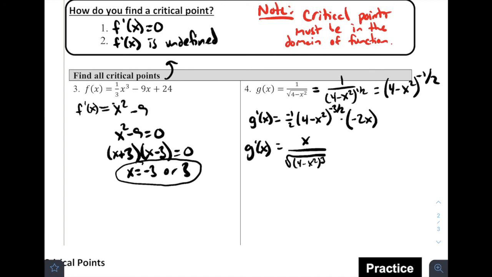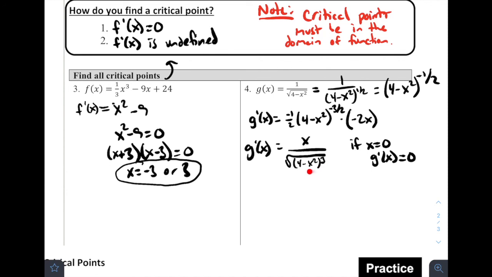Now, here's the question. How do we find the critical values? We want to think of what's going to make it either equal to 0 or make it undefined. We can see that simply having the numerator be 0 would give us a critical point. So if x equals 0, then g prime of x is equal to 0. So that's a critical point. Also, we want to think about where this would be undefined, right? Since there is a denominator here, there might be some values that make us divide by 0, which of course we can't do. And so what is that going to be?